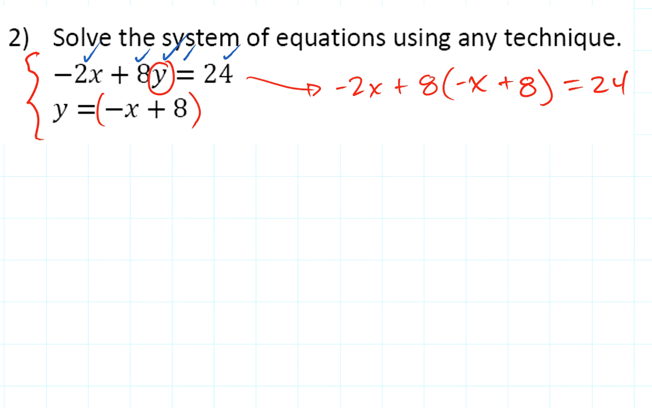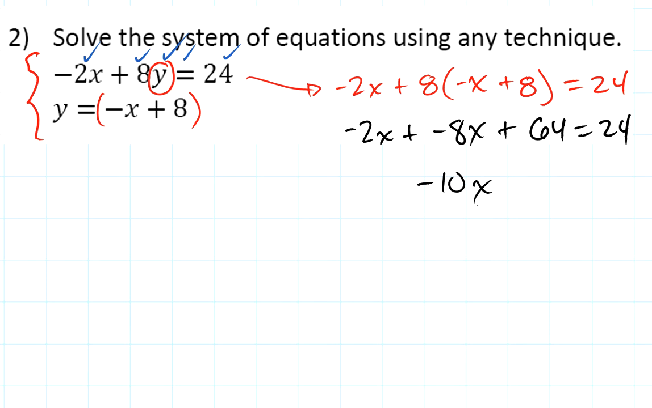I'm going to use the distributive property to get rid of these parentheses. So I have negative 2x plus negative 8x. I'm multiplying 8 and negative x, so it depends on what x is, I should be careful, but it is negative 8x. And then I have plus an 8 times 8, which is 64, and that equals 24. If I combine like terms, that's a negative 10x, because negative 2 and negative 8 is negative 10x. Plus 64 equals 24.